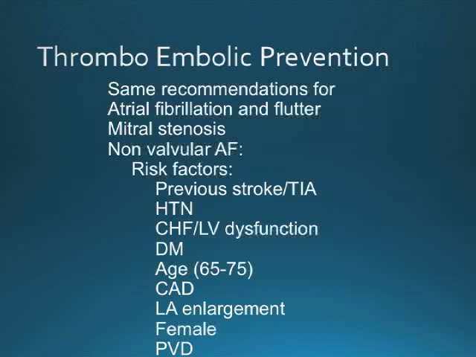The prevention of a thromboembolic phenomenon in the heart is not the same for everyone, not the same for everything. There are risk factors for clot formation, and mitral disease, one of the valves of the heart, is an important risk factor to form a blood clot. Others are prior stroke or TIA, hypertension, heart failure or weakness of the heart, diabetes, progressive age, 65 and worse, 75, coronary disease, when the left atrium is too big. Female sex is actually a risk factor for thromboembolic phenomenon in atrial fibrillation, and so is peripheral vascular disease.